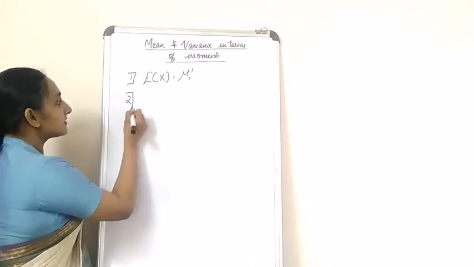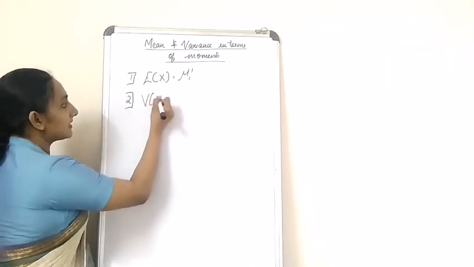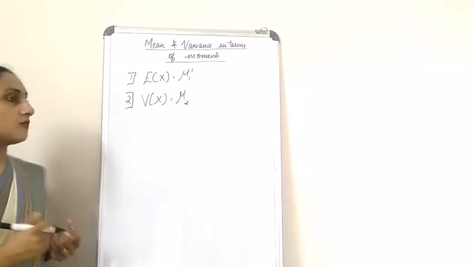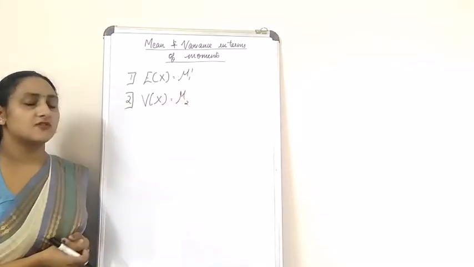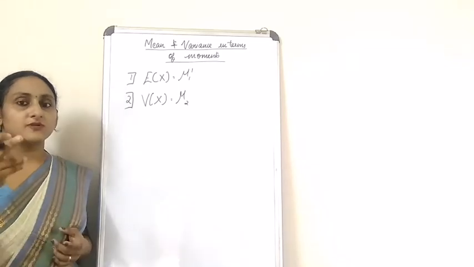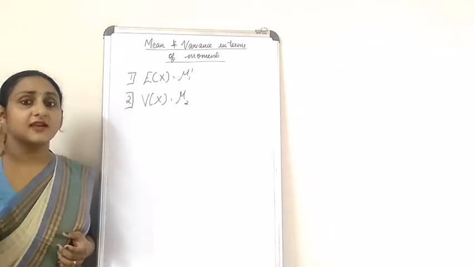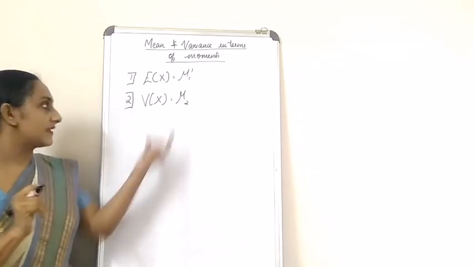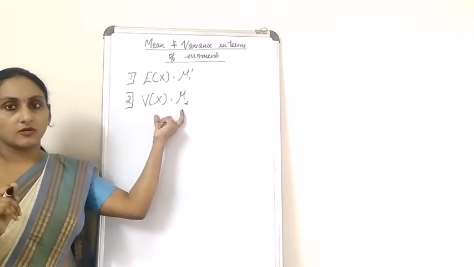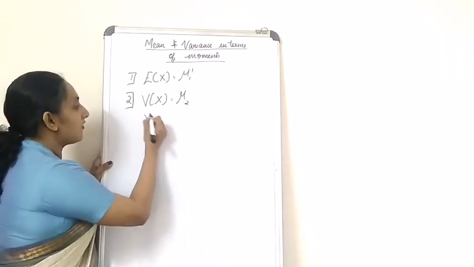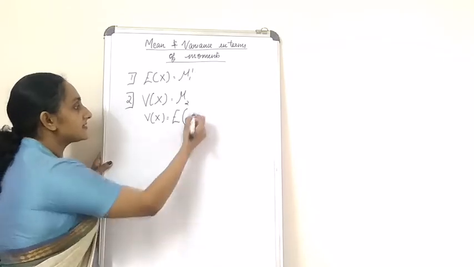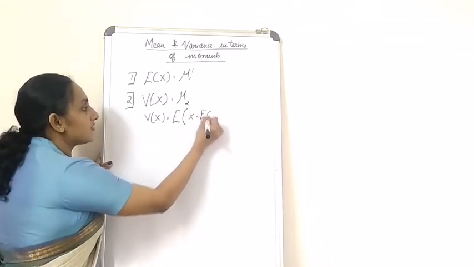Now the second result is that variance of x is nothing but mu2. So why do I say that variance of x is nothing but mu2? Mu2 is your second central moment. Now we will have to find out whether this is true or not. So let's take V of x. Now V of x, in terms of expectation, we have already studied what it is.